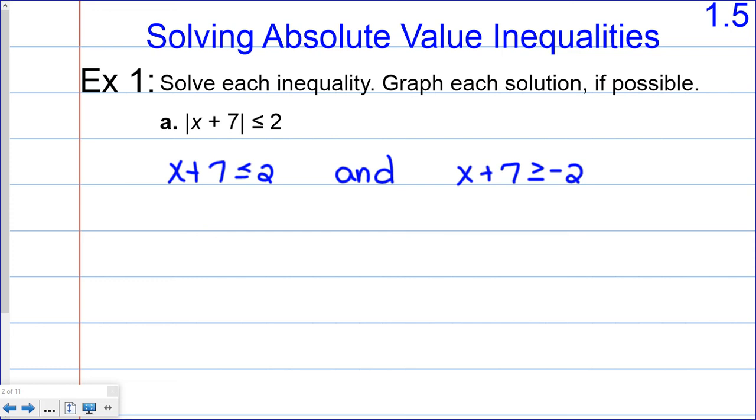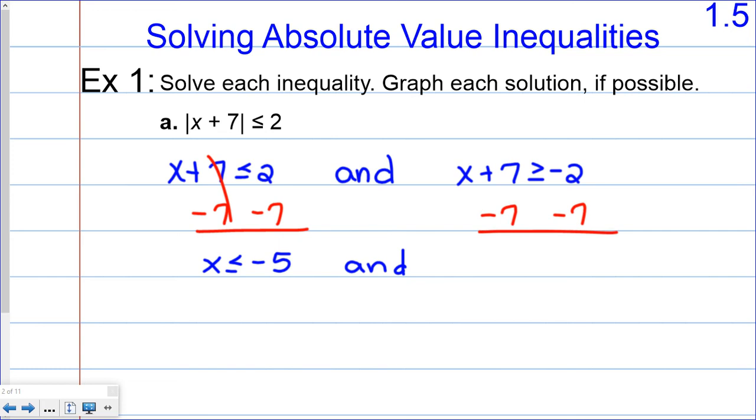Now just solve these like normal inequalities. First step here is to subtract 7 from both sides. The 7s will cancel, and we get x is less than or equal to negative 5. We have our and here. Then on the right side, we are still going to subtract 7 from both sides. The 7s will still cancel, and we get x is greater than or equal to negative 9.